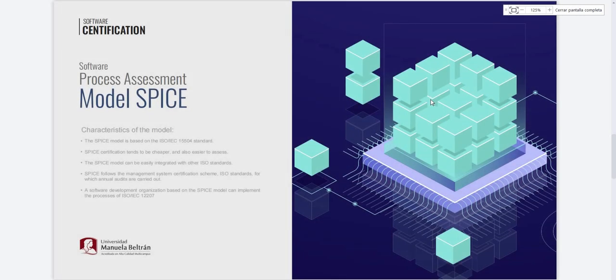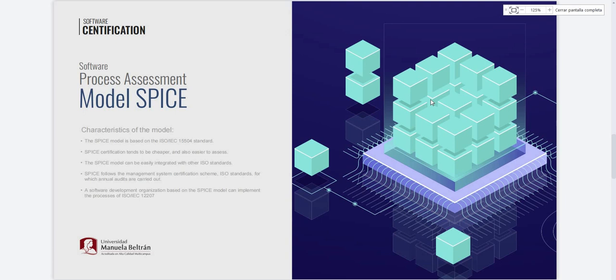Software Process Assessment Model, SPICE. A maturity model is a tool that is used for process improvement, to improve quality and to foster efficiency, thereby reducing risks in the development process. These are some characteristics of the SPICE model.